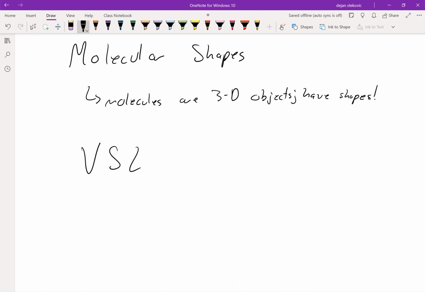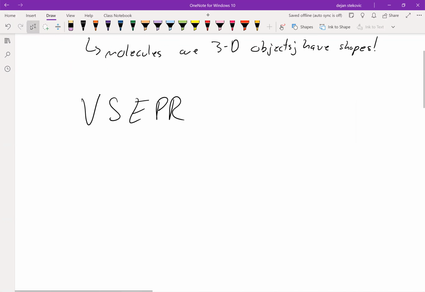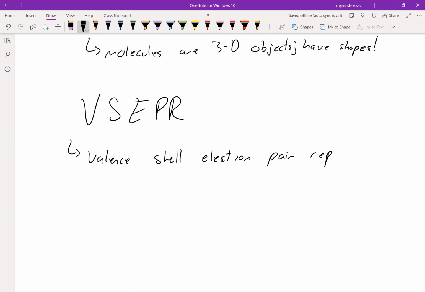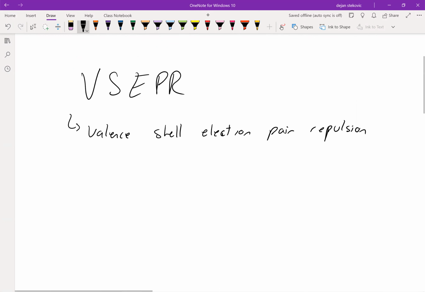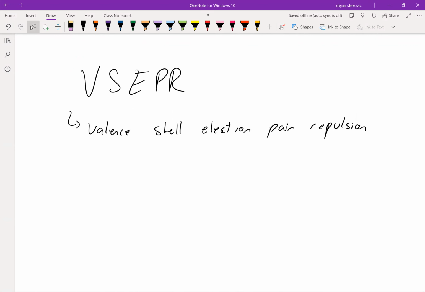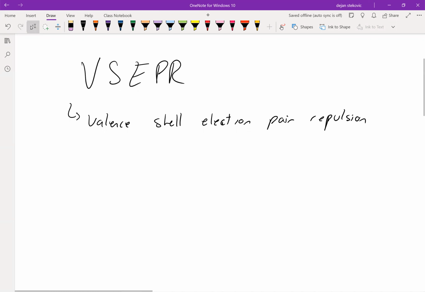And what we use is VSEPR. That's the model we use. So VSEPR stands for valence shell electron pair repulsion. Right. So what VSEPR says is that electrons are negatively charged, and like charges repel. And so these valence shell electrons repel one another.